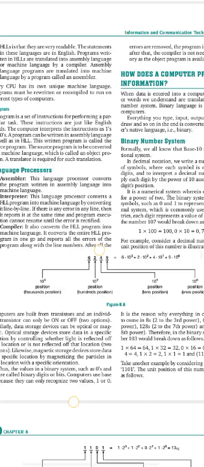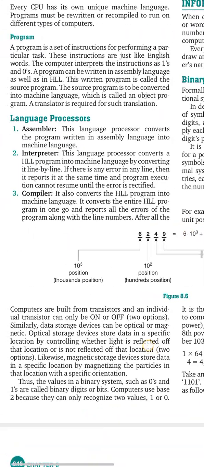Okay, so computers are built from transistors, and an individual transistor can only be on or off, two options. Similarly, data storage devices can be optical or magnetic. Optical storage devices store data in a specific location by controlling whether light is reflected off that location or not reflected off that location, two options.